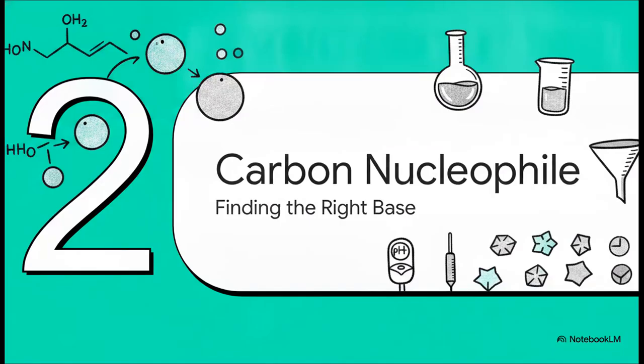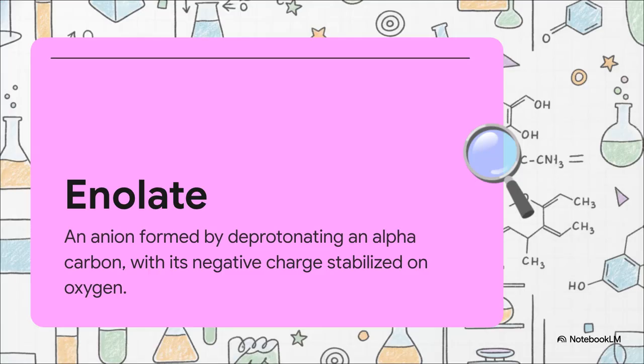Moving right along to Section 2, generating that carbon nucleophile, which is all about finding exactly the right base. Okay, before we get completely lost in the chemical alphabet soup, let's define our MVP here, the enolate. When we use our base to pluck a proton from the carbon immediately adjacent to a carbonyl group, that's known as the alpha carbon, we create an anion. Now, what makes this specific anion so special is that it stabilizes its negative charge through resonance. It effectively shifts the bulk of that negative charge right onto the oxygen atom.